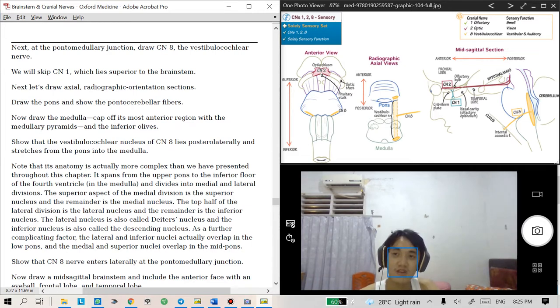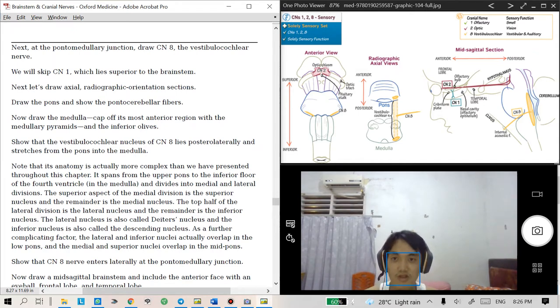Next, let's draw the axial radiographic orientation sections. Draw the pons and show the pontocerebellar fibers. Now draw the medulla oblongata. Cap off its most anterior region with the medullary pyramids and the oliva inferior. Show that nucleus vestibulocochlearis nervus lies posterolaterally and stretches from the pons into the medulla.